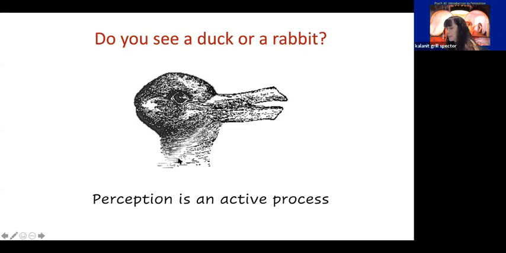A point about this illusion in particular is that I can flip your percept just by asking you to look here or here. So whatever experience or bias you might have, I can still have you flip your percepts.